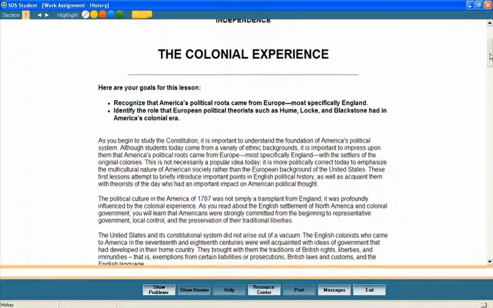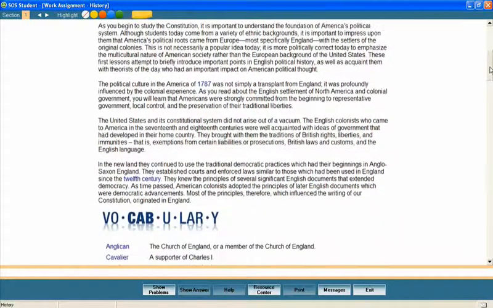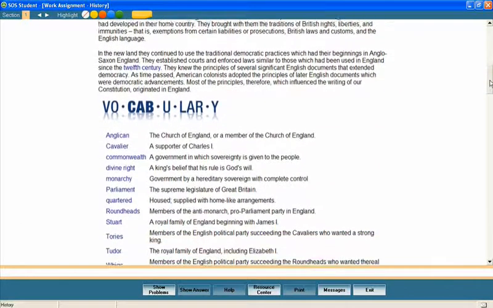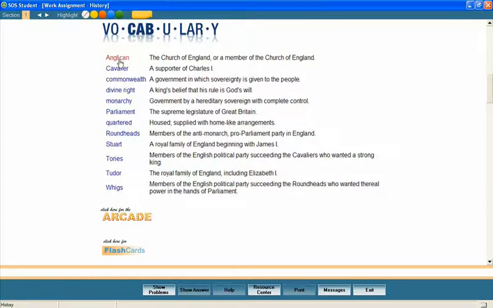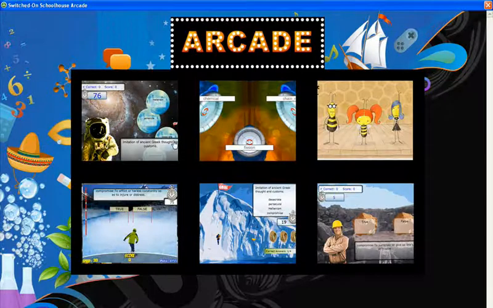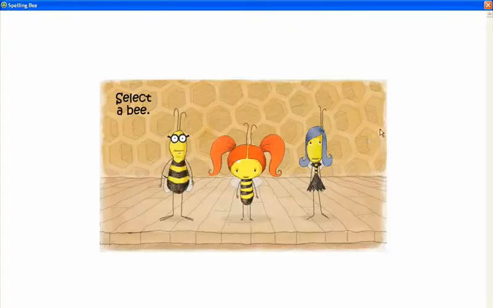Most lessons begin with a brief introduction and a list of vocabulary words that will be used throughout the lesson. We've included review and reinforcement activities to encourage mastery of these important words. For example, students can hear the correct pronunciation of each word. Monarchy. Quartered. A Vocabulary Games arcade provides additional practice designed to help students to learn the spelling and definitions for the vocabulary from the lesson. Let's take a look at one of the games.